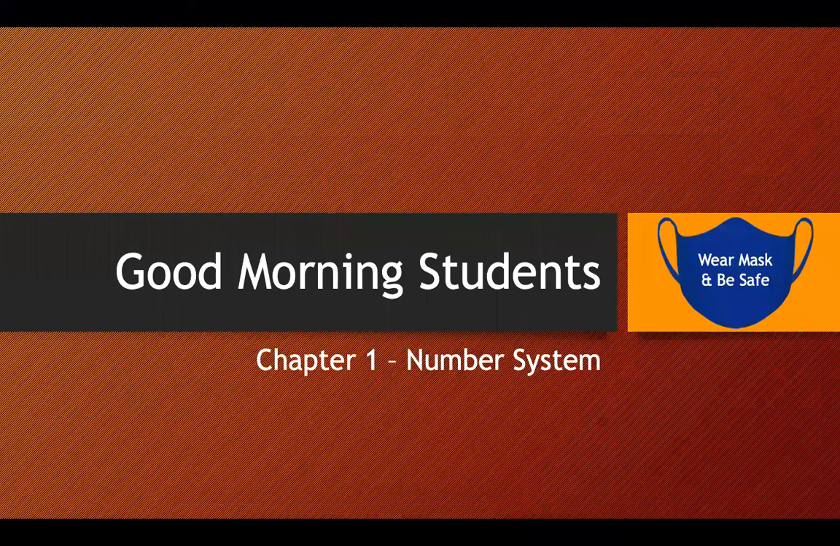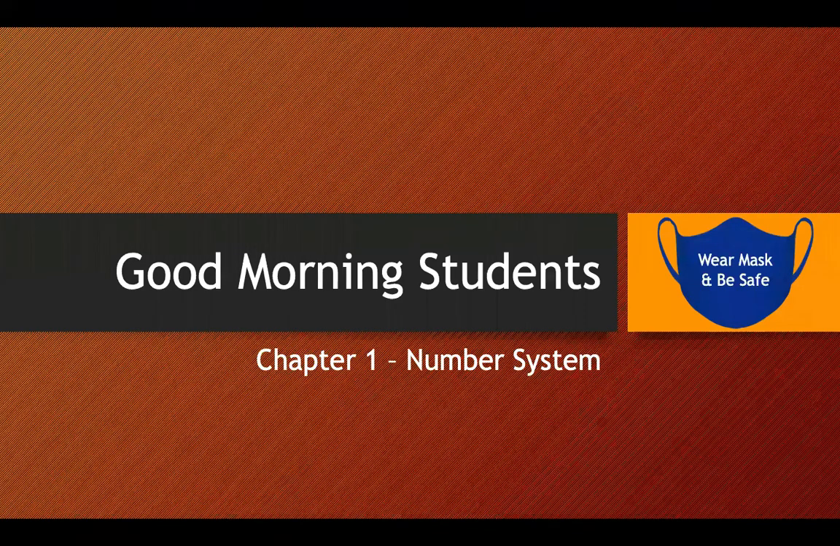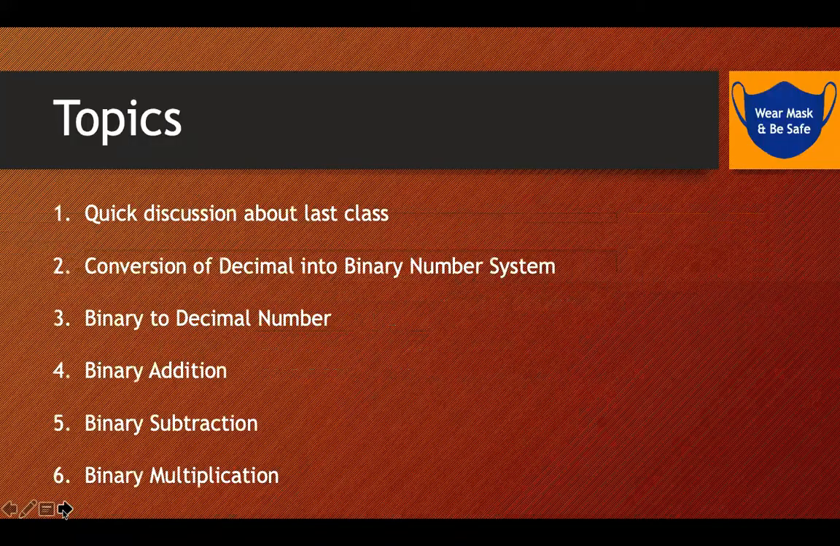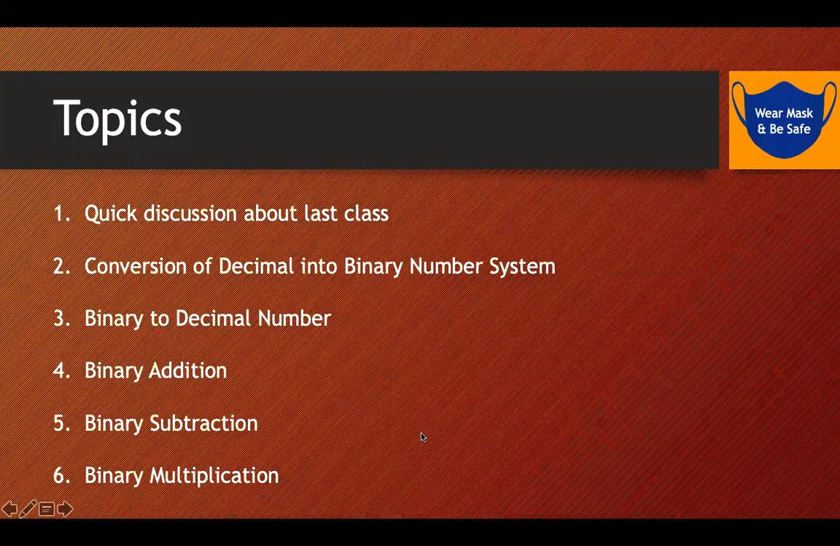This class is the continuation of last class, chapter one, number system. Okay, so let's start. In this particular class, we'll discuss the following topics: a quick discussion about last class, conversion of decimal into binary number system, binary to decimal number, binary addition, binary subtraction, and binary multiplication. First of all, we'll discuss what we have learned in the last class.